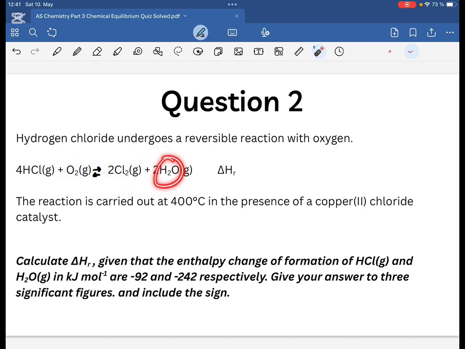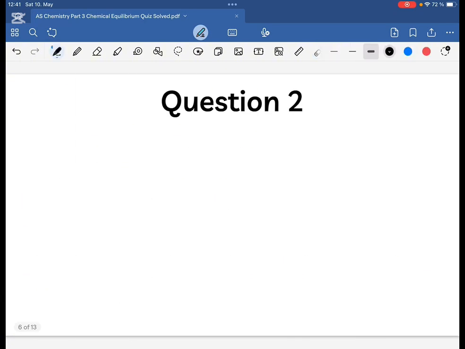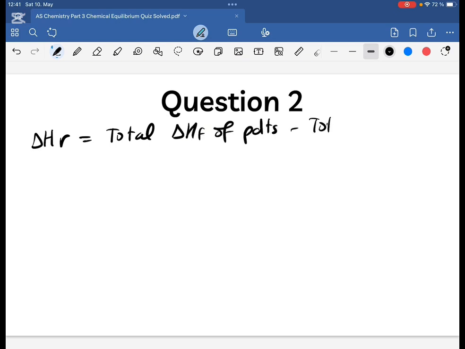However, for H2O and HCl, which are compounds, these values are given. However, you need to multiply them by the coefficient, which for the H2O was 2, and for the HCl was 4. So we need to calculate the delta H for the reaction, and the formula for the delta H of the reaction is equal to the total delta H formation of the products minus the total delta H formation of the reactants.